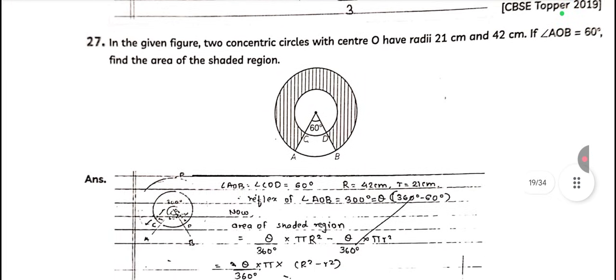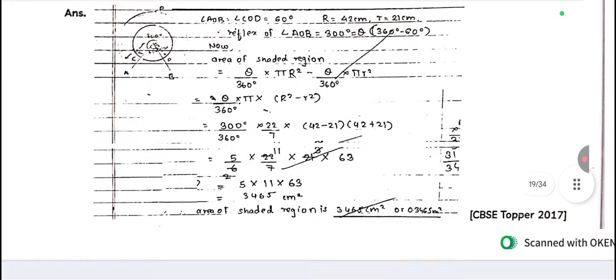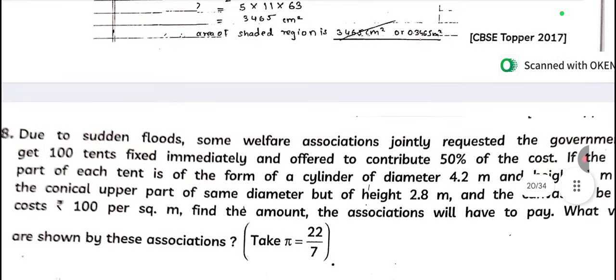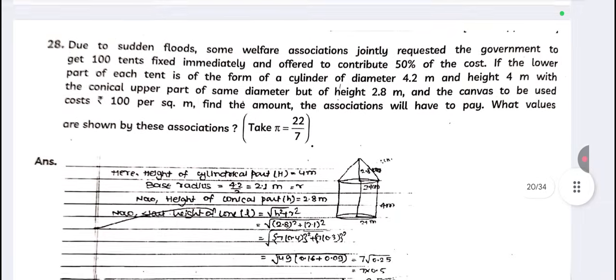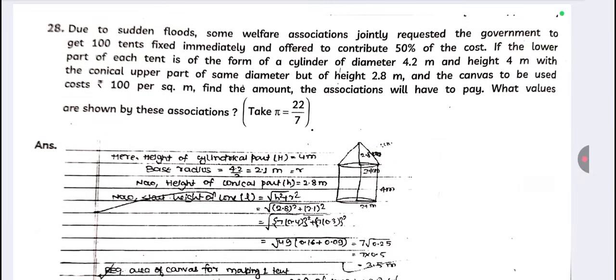Again, a concentric circles question. I think we already did this type of question. Go through. Like this, value based questions are very important in surface area and volumes. You can expect surface area and volumes questions in 5 marks or case study, children.